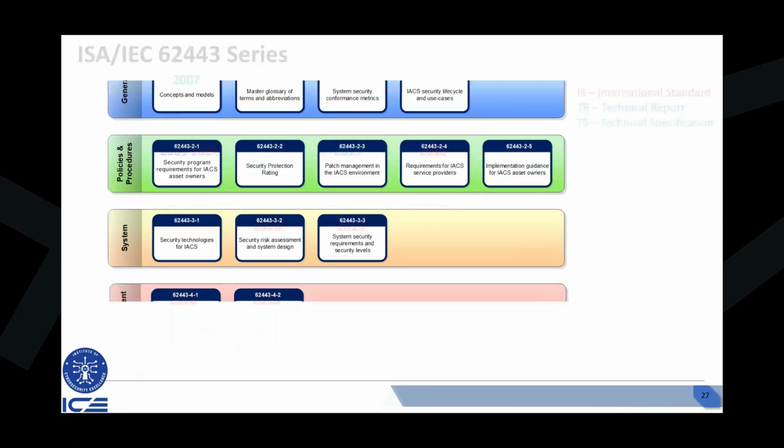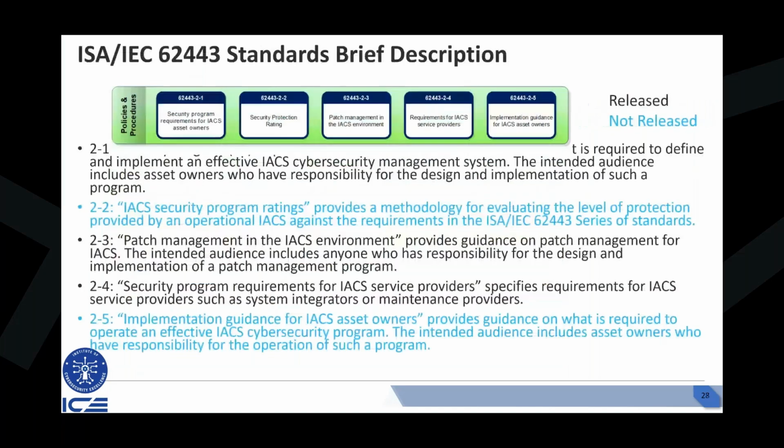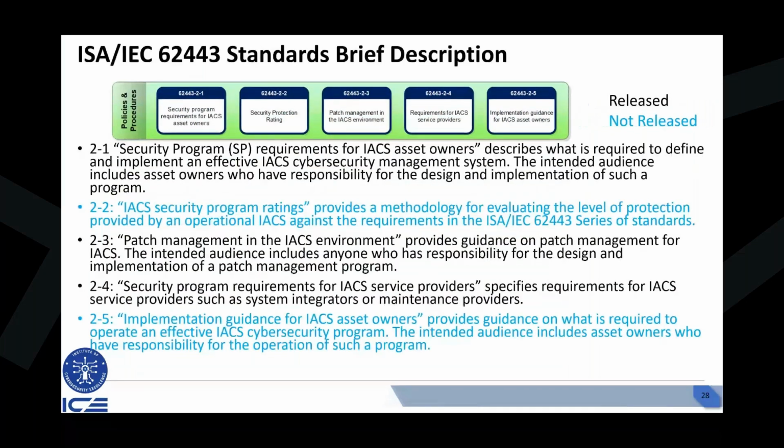So in the 2- series, there are only a few, there are 3 that are released. 2-1 has been released. In fact, this is the one that was originally released in 2019, and most recently, last year, the next revision has been released. And what this 2-1 talks about is, this is the bulk of it, the security program requirements for IACS asset owners.